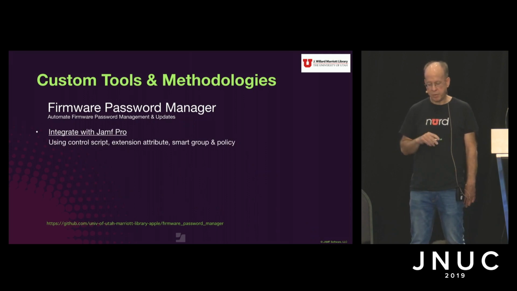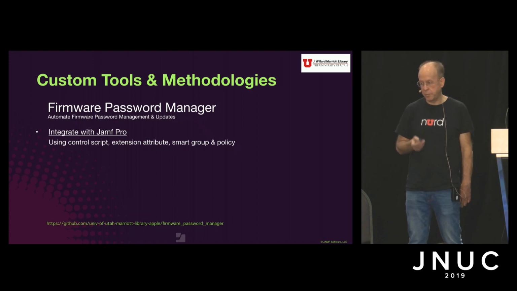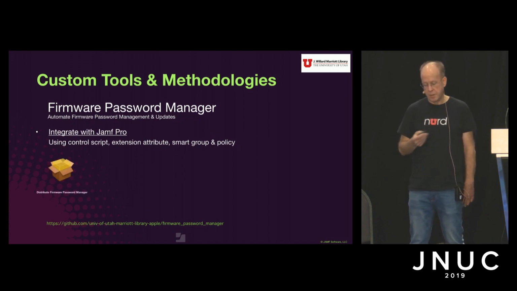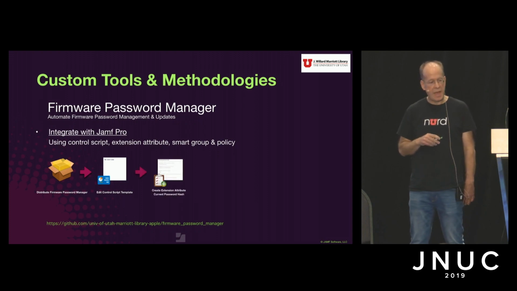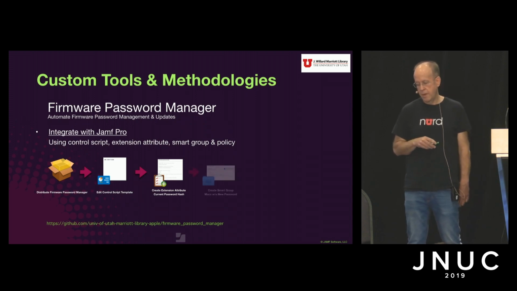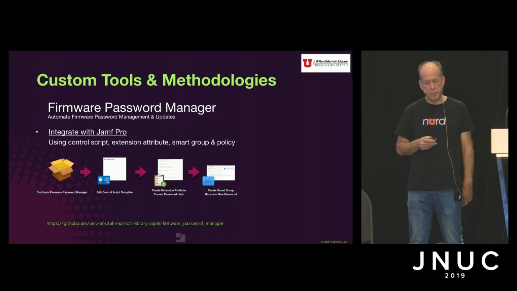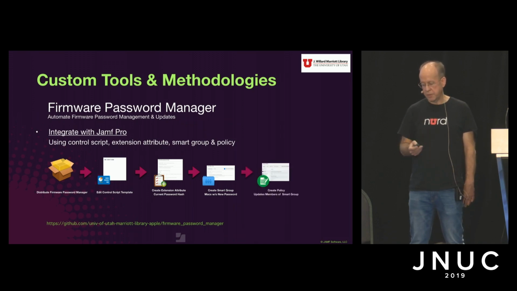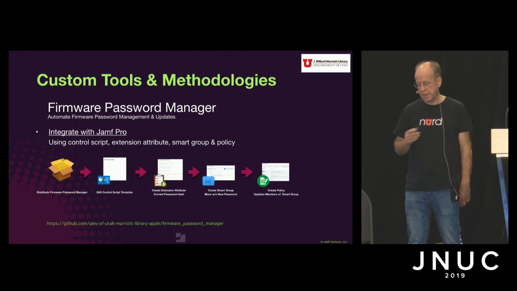To integrate it in your Jamf Pro, you want to use our control script, an extension attribute, a smart group, and a policy. So again, you just distribute the tool to your fleet. You use our sample script template. You create an extension attribute that contains your current firmware password hash. Then you create a smart group of clients that don't have that current hash. Then you run the script to update your clients to the latest hash.